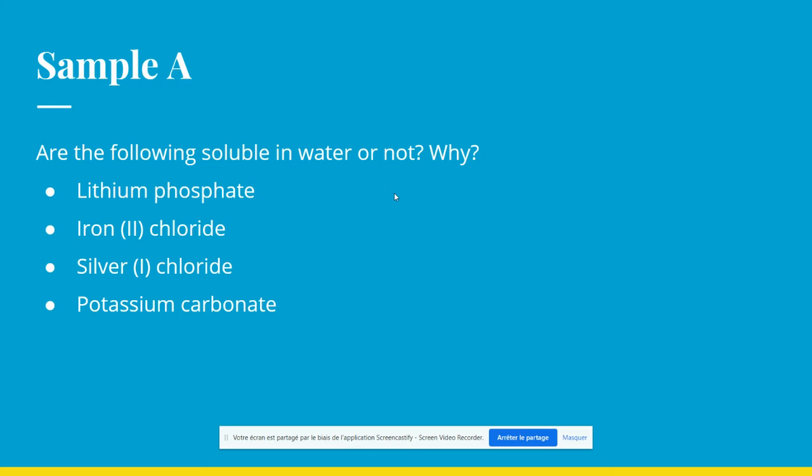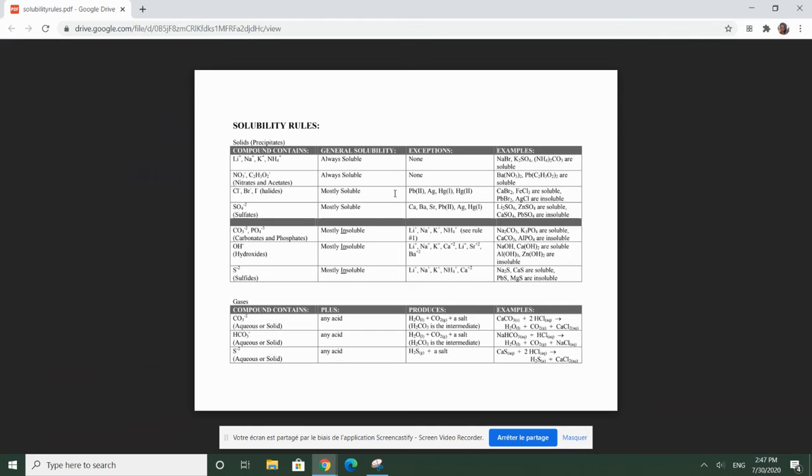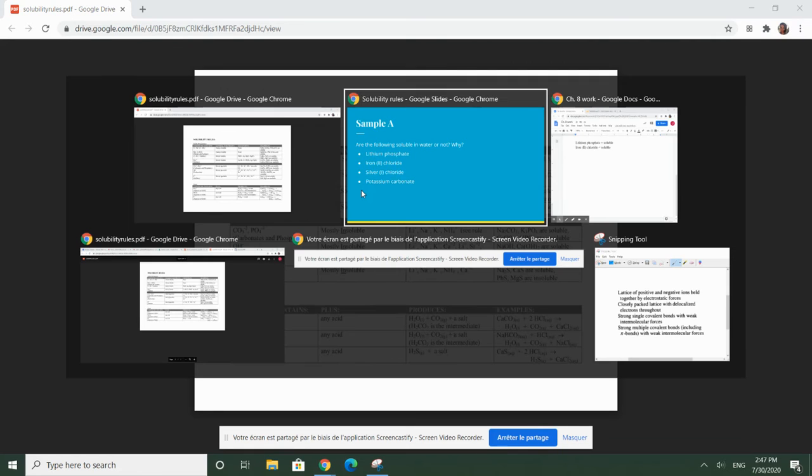Now I've got silver 1 chloride. So I don't see silver on here. I always start with the leftmost column. You're never going to start with the rightmost, always with the leftmost. I don't see any silver. So now I look for chlorine. Okay, so I have chlorine right here. It's mostly soluble, but silver is an exception. So whenever you have the exception, it goes against whatever this rule is. So instead of being soluble, it's going to be insoluble.